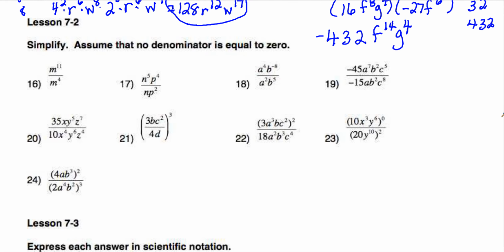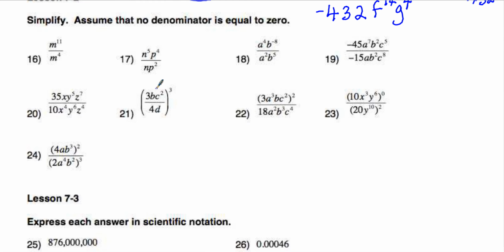Okay, so now simplifies lesson 7-2. Assume that no denominator is equal to 0. So I have m to the 11th over m to the 4th. Just to remind you what is happening and why our rule works, you're looking at how many of these cancel, right? So this is 11 m's being multiplied all together. This is 4 m's on the bottom.